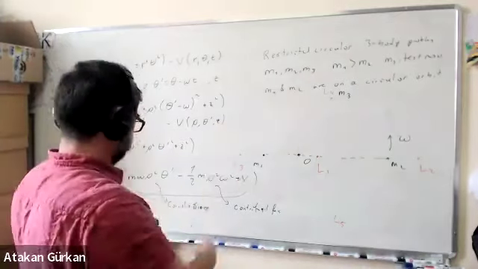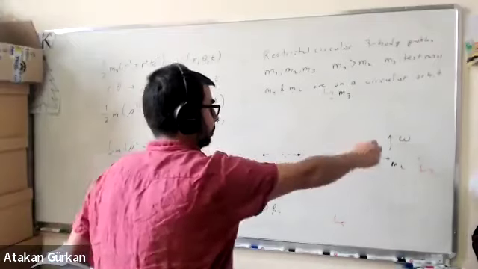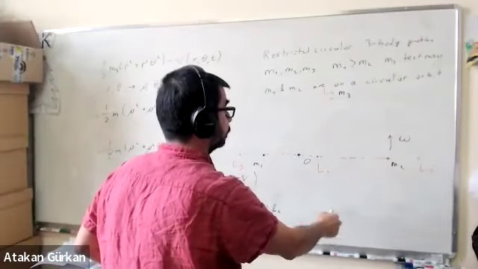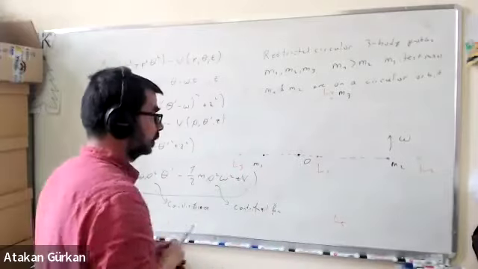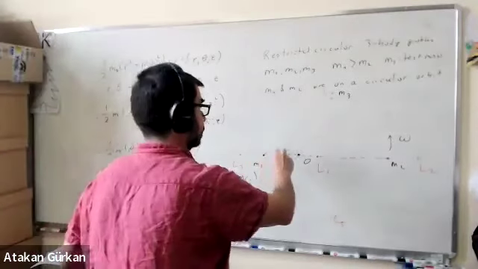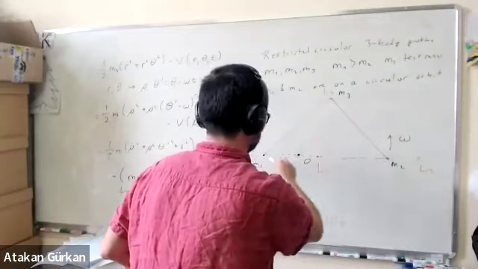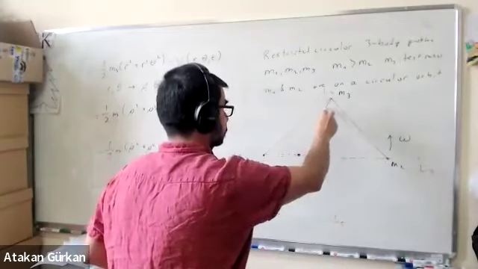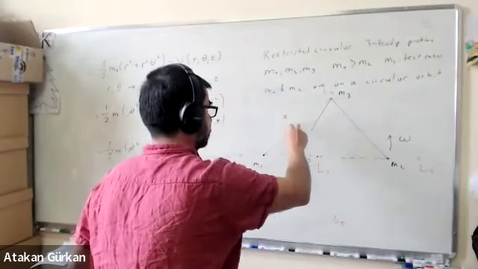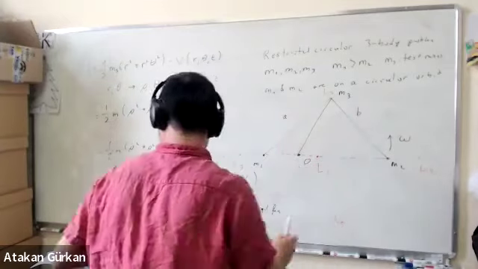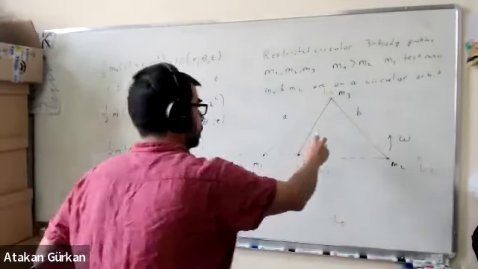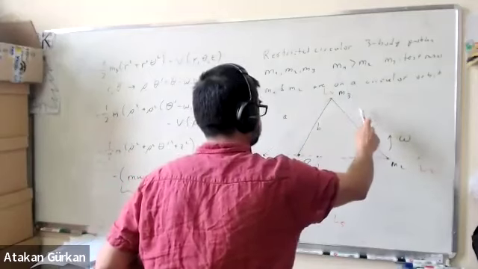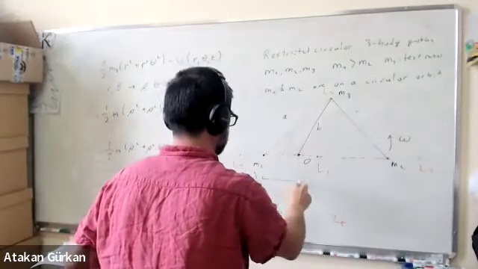So these guys, the L4 and L5 points, along with the position of the masses, form a triangle, right? And let's just call this side A. What did I call this? I called this one B, actually, and this one C. And let's call this one D.